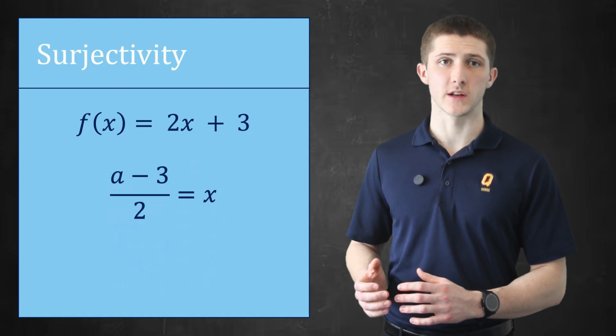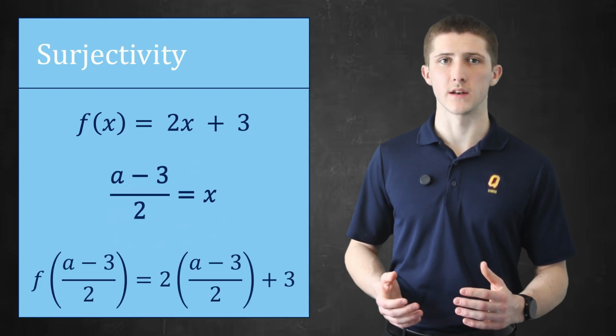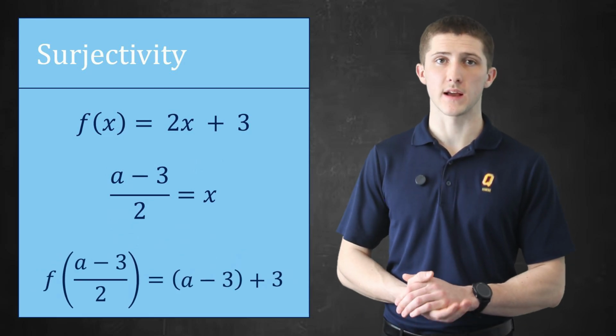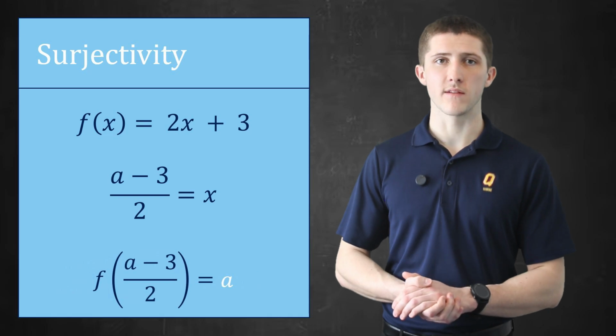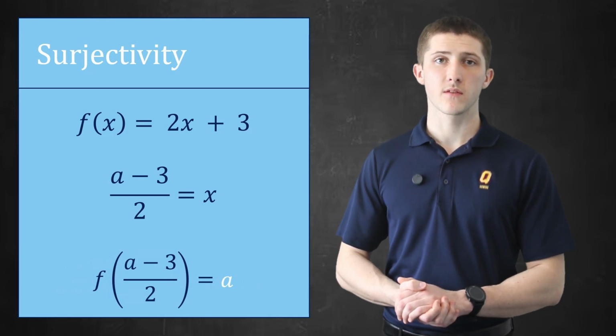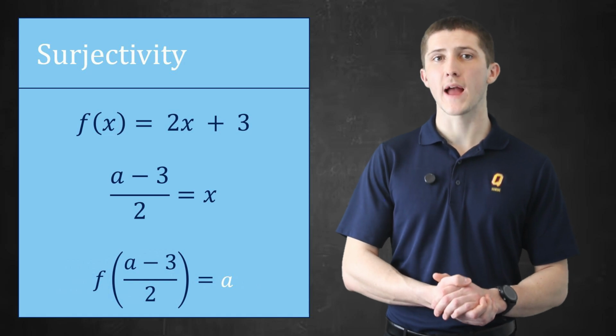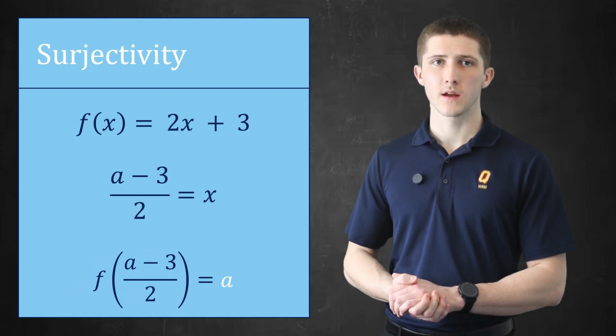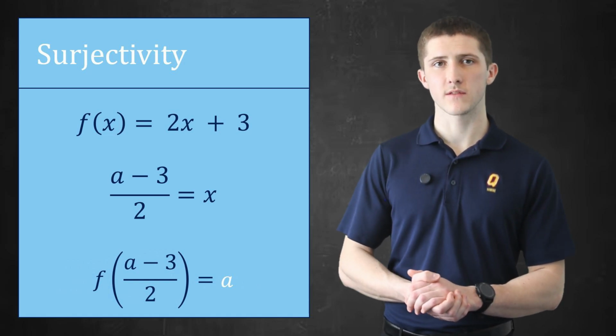If we plug in the expression a minus 3 over 2 into our function, then we can cancel the 2's and again cancel the 3's, and now we have a, the arbitrary element that we wanted to map to. This shows that for any element a in the target set, we have an x input that will map to it. Therefore, this function is surjective.